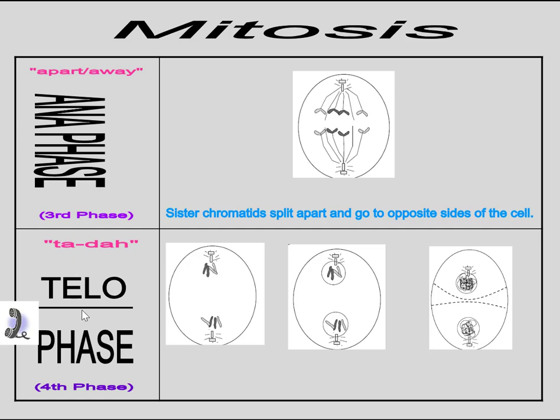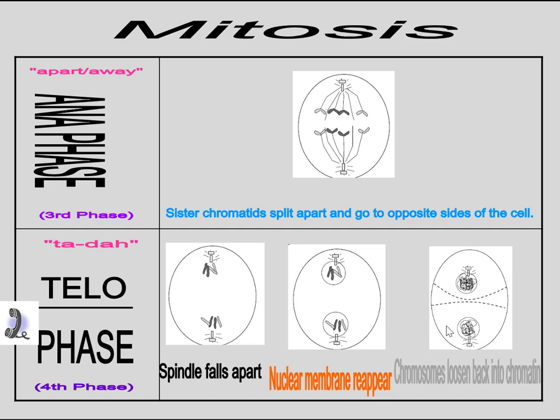The last phase is telophase. I like to say telophase as da, we're done, or two for telophase. So what happens is after anaphase, they pull them to opposite sides. My spindle fibers start to fall apart because we don't need them anymore. My nuclear membrane starts to reappear because we want to protect these chromosomes. The last is that they're going to start to loosen back up. My DNA is like, okay, I can relax. I can go back into my relaxed form, which is chromatin.